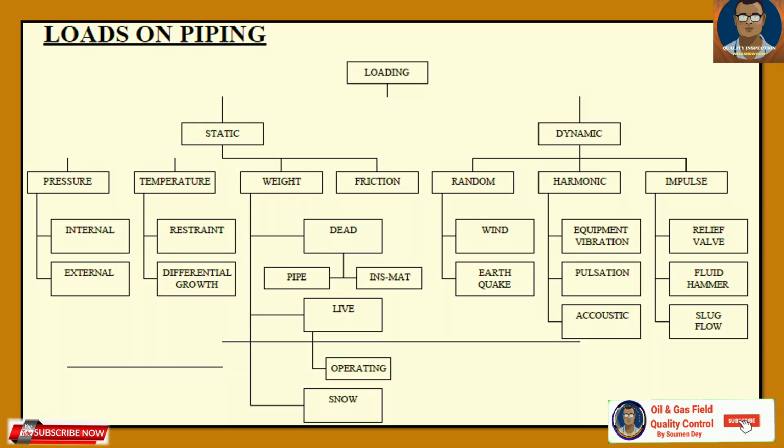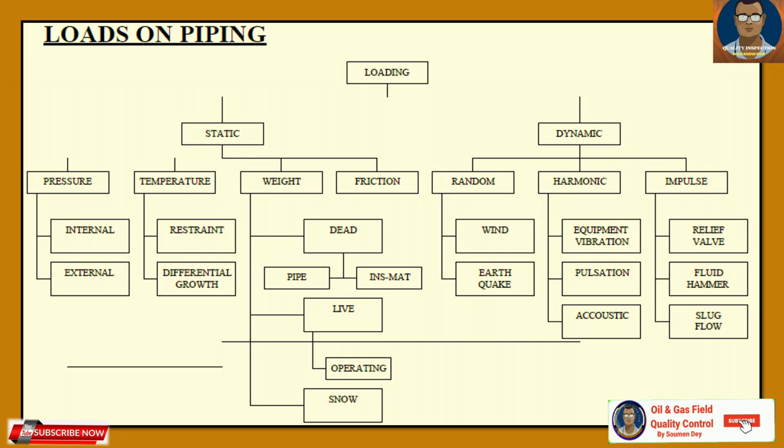Loads on piping. What are the types of loads coming on the piping? Static and dynamic, these are the two types of load. Static loads can be divided into a few categories like static load due to pressure, internal and external, temperature, restraint and differential growth, and static load due to weight.